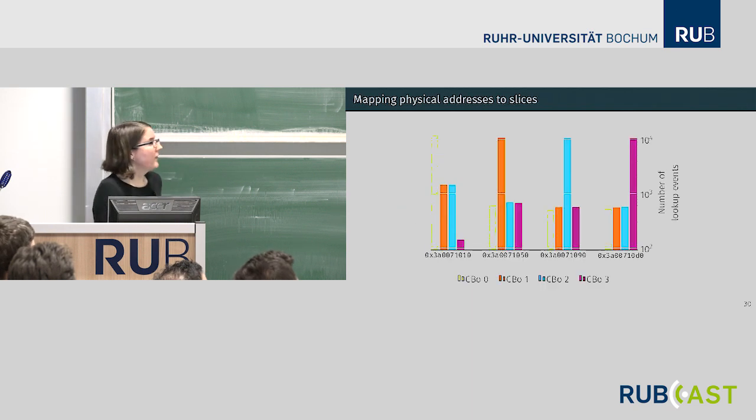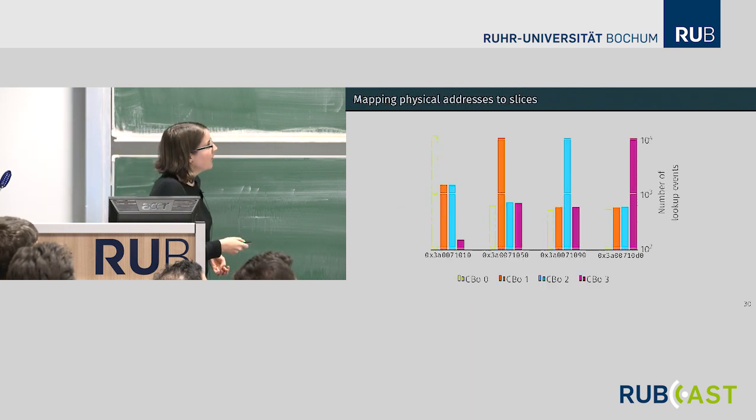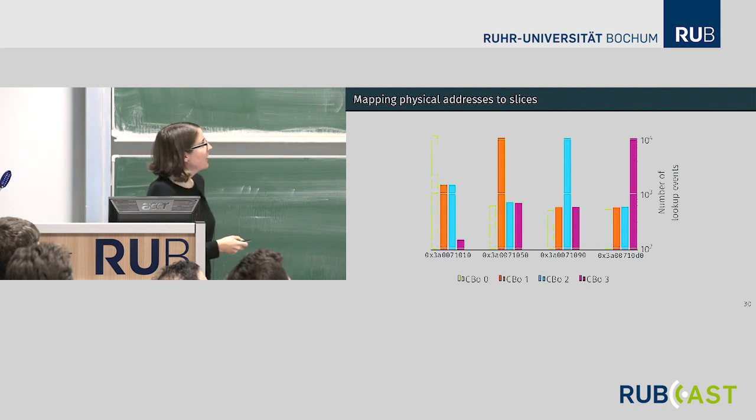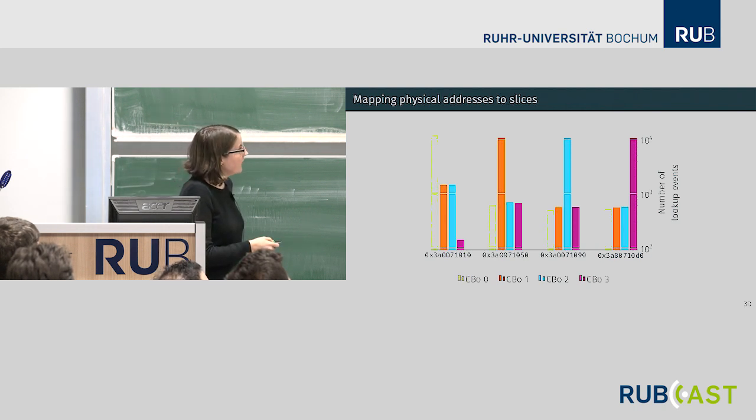So this is the kind of result that we have. Here we have 4 different addresses, and the number of events for each C-box. In green, C-box 0, and so on. As you can see, we can clearly map. This address has a lot more events for C-box 0 than for the other ones. This one for C-box 1, this address for C-box 2 and 3. So we can clearly map each physical address to a C-box, and so on.